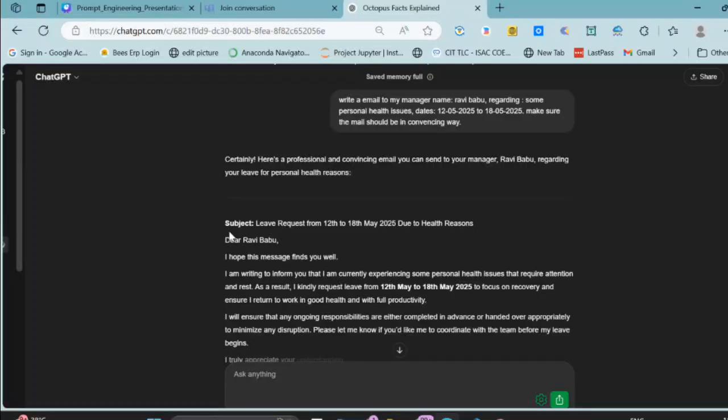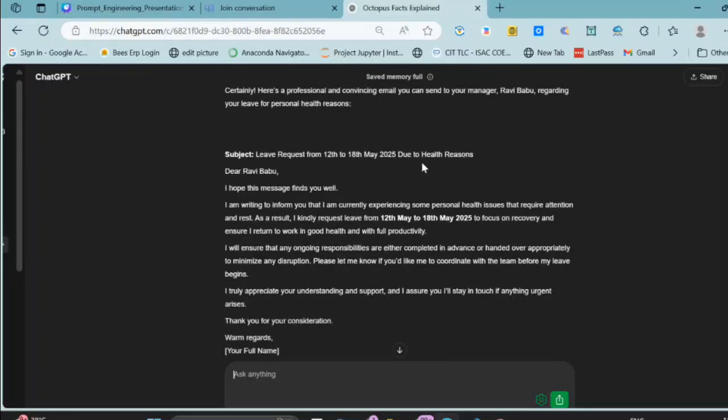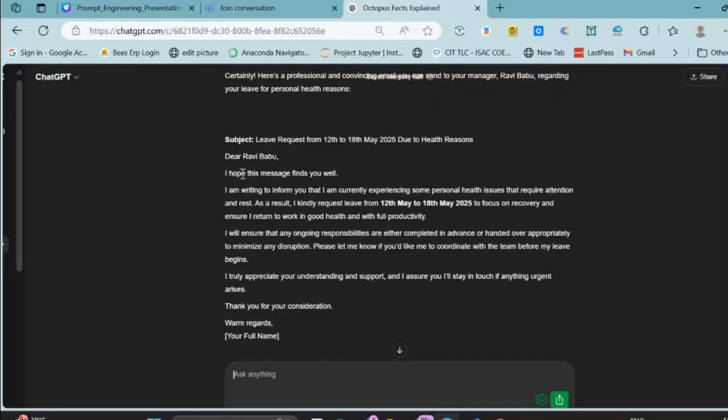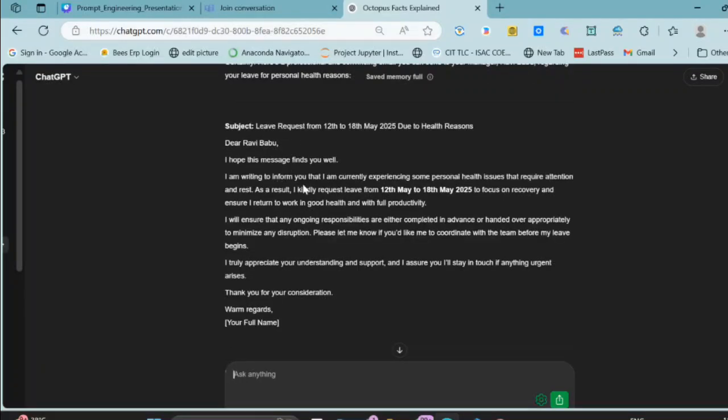Subject: leave request from 12th to 18th May due to health reasons. Dear Ravi Babu, I hope this message finds you well. I am writing to inform you that I am currently experiencing some personal health issues that require attention. So, check here. This is a convincing point. To focus on recovery and ensure I return to work in good health and with full productivity. I will ensure that any ongoing responsibilities are either completed in advance or handed over appropriately to minimize any disruption. Let me know if you would like me to coordinate with the team before my leave begins.